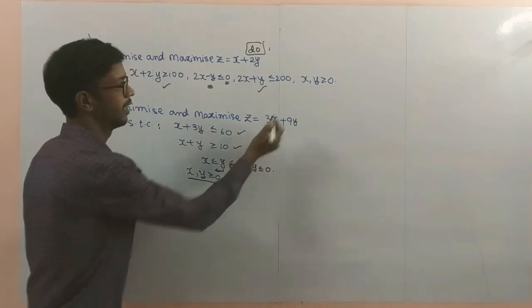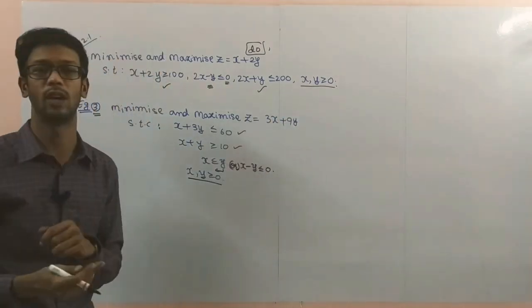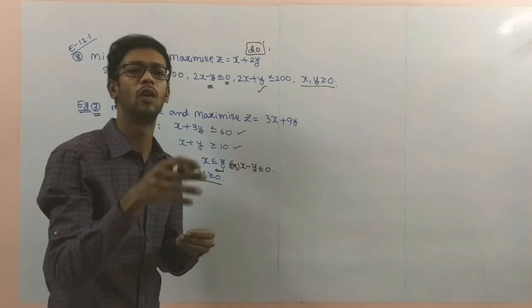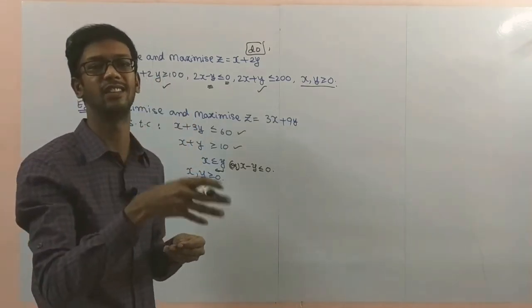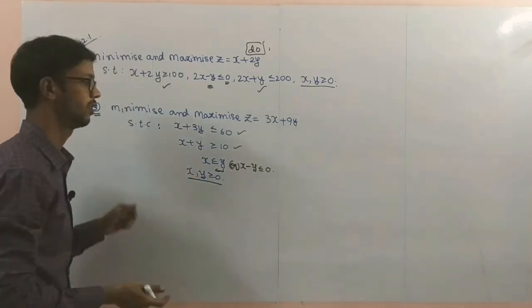And these are the non-negative constraints. These two are the non-negative constraints. Non-negative constraints mean our feasible region lies only in the first quadrant. So take this one also as homework.